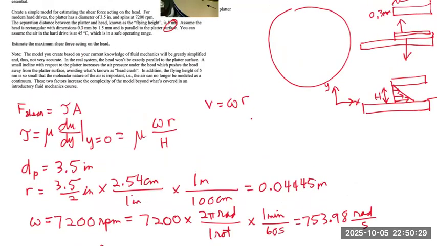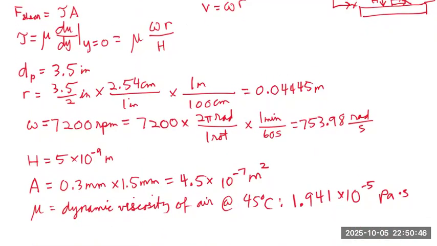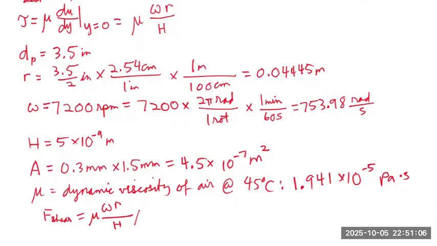Basically A is the area of the head, because what they're asking us is the maximum shear force acting on the head. So you have to be careful of this. You don't use the area of the platter, you use the area of the head. So rewriting the equation for shear force, we have that shear force is equal to mu times the rotational velocity times r over h, times the area. And this is the area of the head again.